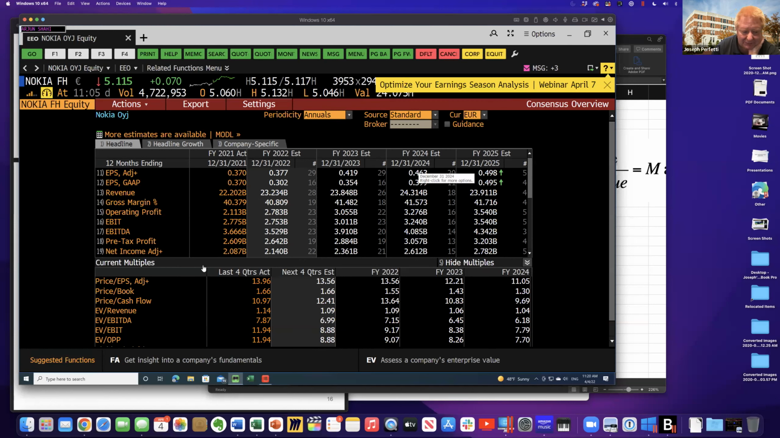Okay. So EV to sales in 2023 right now is 1.06. EV to sales in 2024 is 1.04. EV to EBIT in 2023.